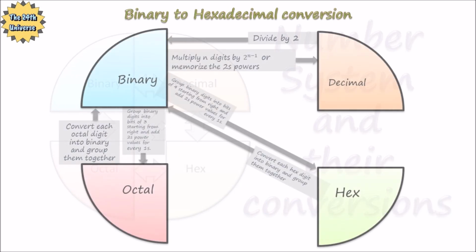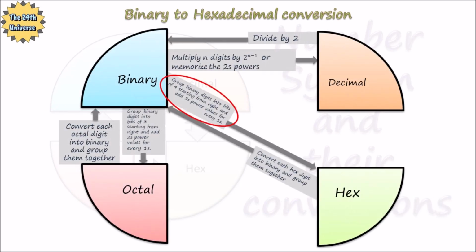Next conversion is binary to hexadecimal. Here, in order to convert, we have to arrange the digits into groups of 4 bits, starting from the rightmost digit. A leading 0 can be added to make a group. Then convert each group into the corresponding hexadecimal equivalent using binary to decimal conversion. Let us understand this with an example.